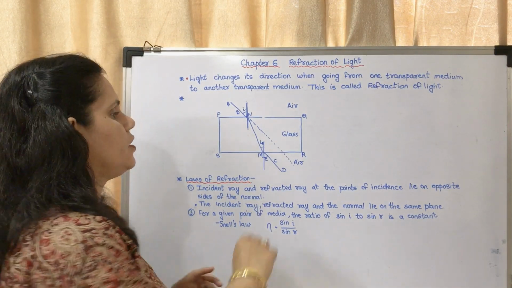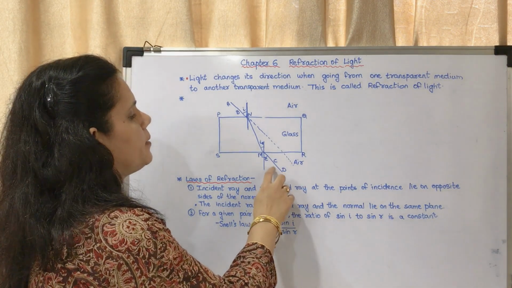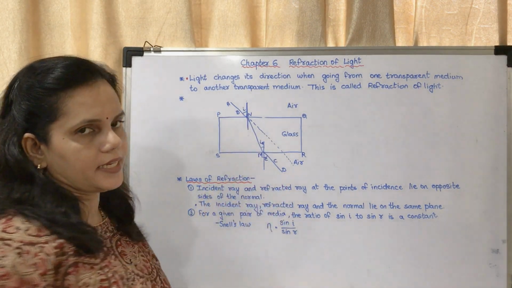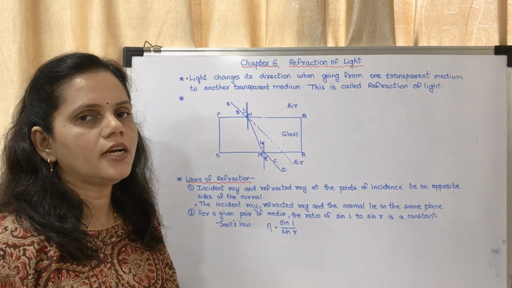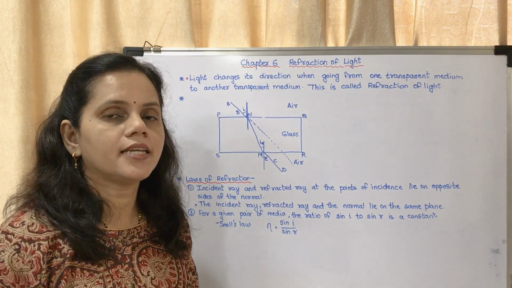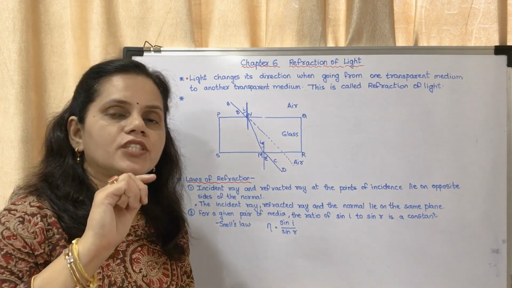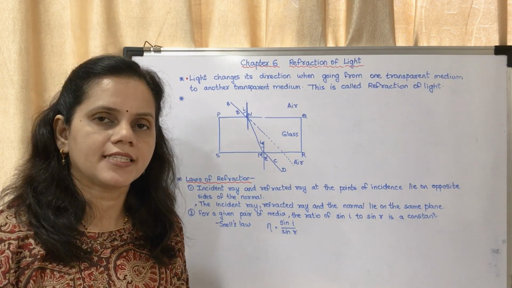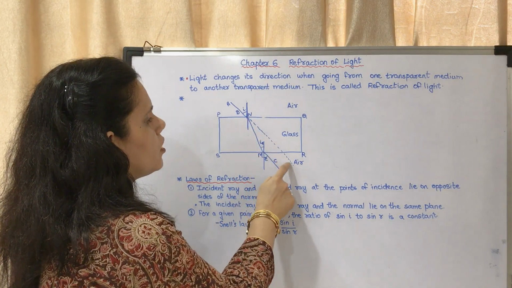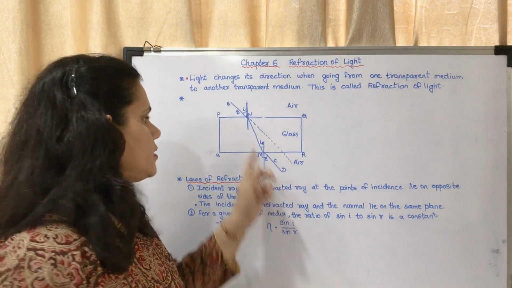Okay, you will be able to see the pin here somewhere, and then you have to draw the lines. You may see that AB is the incident ray. The ray which is falling on the surface is the incident ray. Actually, if it went straight, it would have gone like this, the dotted line.